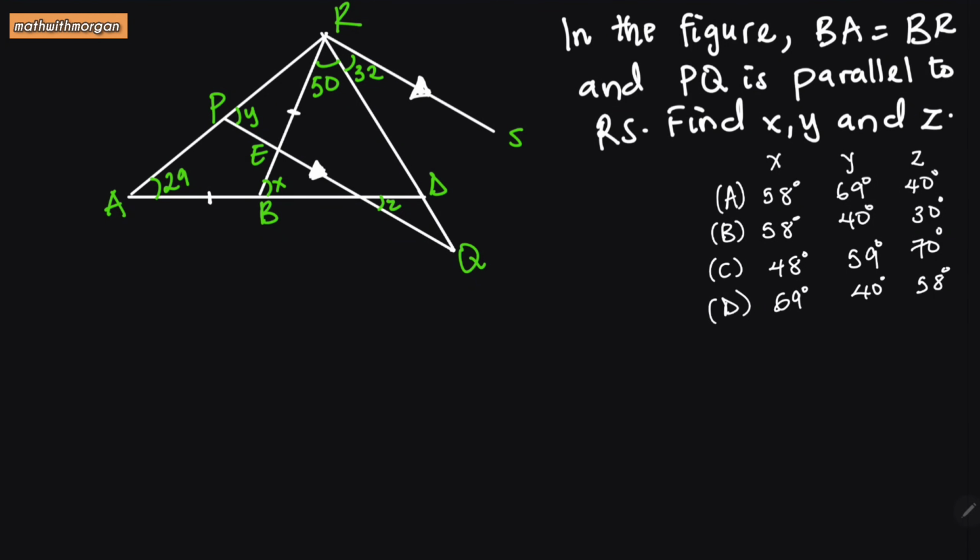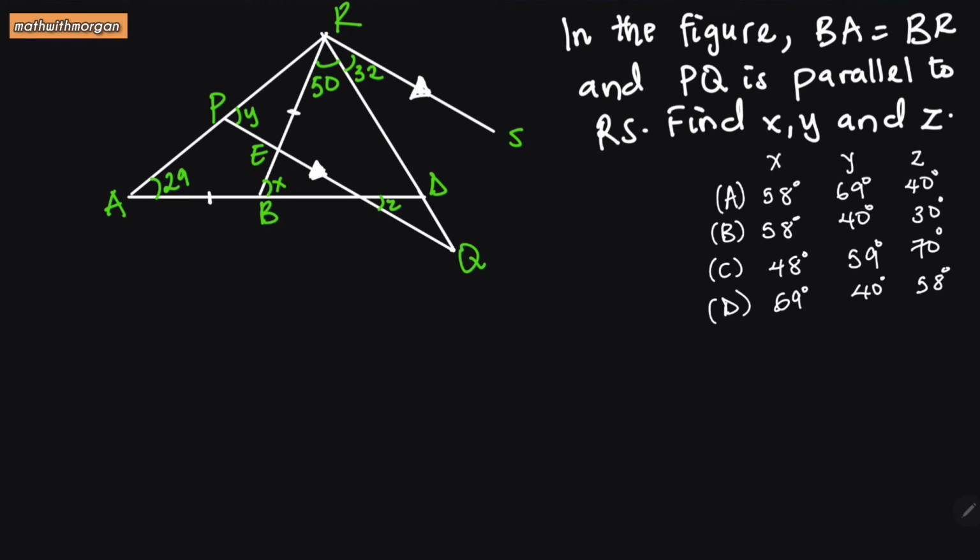Hey guys, so I found this question in one of the grade 8 International Math Olympiad papers, and I just thought I should solve it because I like solving complex geometry problems such as these ones. So let's get started. The first thing it says is, in the figure BA is equal to BR and PQ is parallel to RS. Find x, y, and z. So this is x, y, and z, and that is what they're asking us to find.